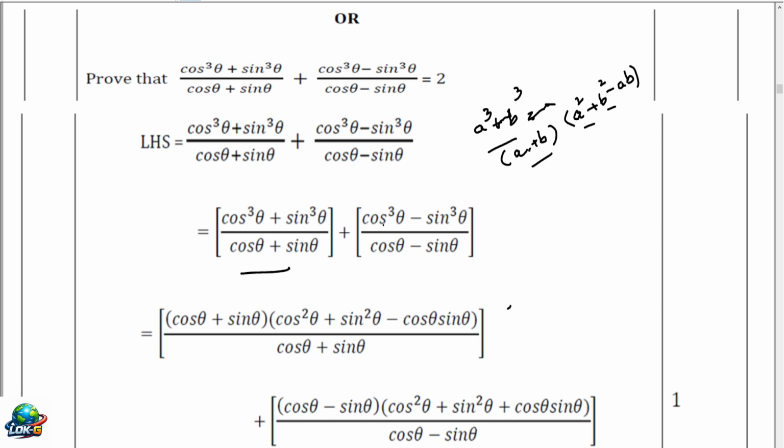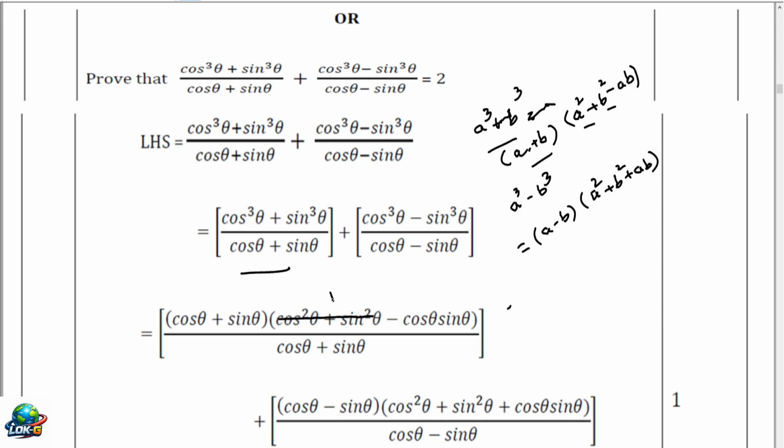Plus, here again, what is a cube minus b cube equal to? Remember the formula, this formula you must know. a minus b into a square plus b square plus ab. Here it will be minus ab, here it will be plus ab. Observe. Again, a is cos theta minus sin theta. a square is cos square theta plus b square is sin square theta plus cos theta into sin theta, upon cos theta minus sin theta.